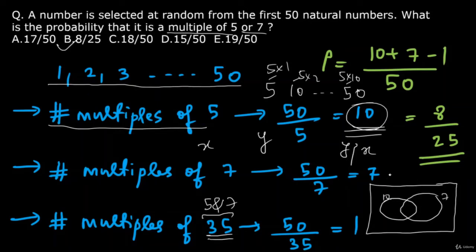So if you do 10 plus 7, you will be counting whatever is coming inside this part 2 times. That's why we have to subtract it once. So the favorable events is 10 plus 7 minus 1, that's 16. And the total events is, you can choose any one out of the 50 numbers, which is 50C1, which is nothing but 50. Therefore, probability is favorable by total, which is equal to 16 by 50, which is the same as 8 by 25, which is answer option B.